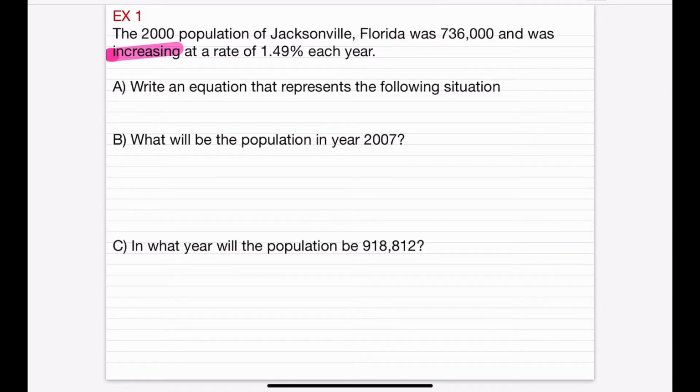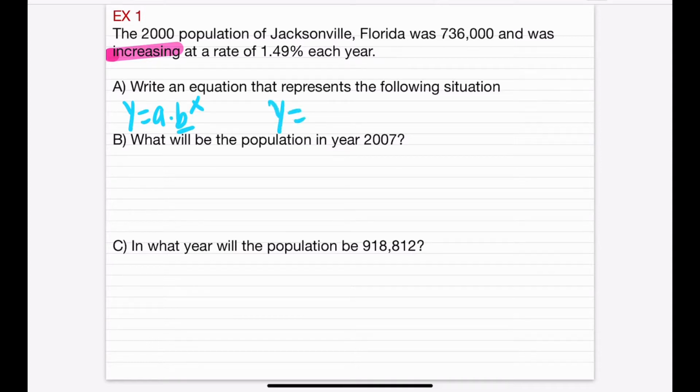So part A, write the equation that represents the following situation. So exponential growth, the equation is y equals a times b to the power of x. And remember, to get the b, we're going to add the rate to 1. We're not going to subtract on this problem. So let's write the equation.